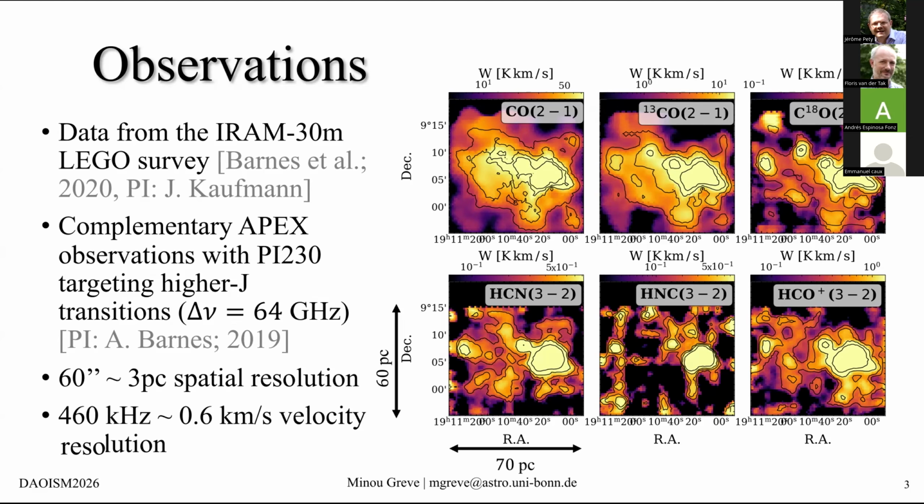So, for example, we have the 2-to-1 transitions of CO, 13CO, C18O, as well as 3-to-2 transitions of, for example, HCN, HNC, H2O+, N2H+, etc. And as you can see, these higher J observations targeted a slightly smaller field of view than the LEGO survey, so about 70 times 60 parsec. Because these observations were designed to match the LEGO data, they share the same spatial resolution of about 3 parsec, and also the same spectral resolution, 0.6 kilometer per second velocity resolution.